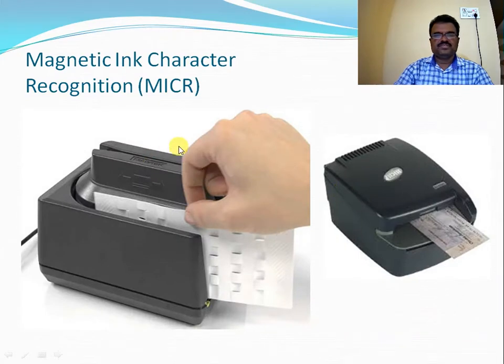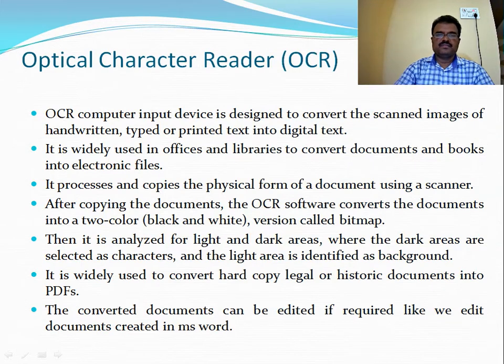So here we can see the pictures of MICR. Whatever you put in, this magnetic ink character recognition machine reads the information which is written in the form of MICR. Generally, these MICR characters will be written by a laser printer on the checks or any papers. So those magnetic ink characters can be recognized with the help of MICR machines. These are MICR machines.